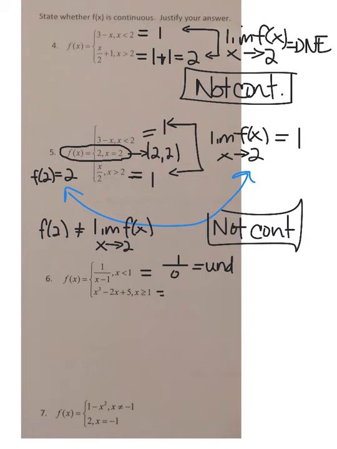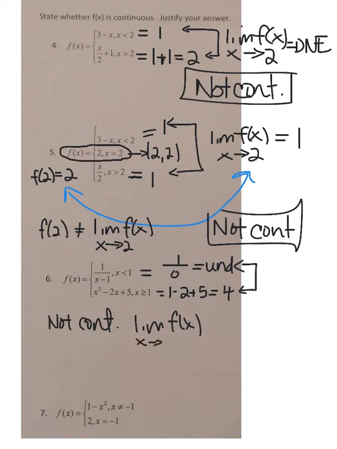Okay, well, let's keep going, and let's see what I get in here when I plug in 1. When I plug in 1 here, I get 1 minus 2 plus 5. And that ends up giving me 4. Well, clearly we have an issue here, right? So we would say that this is not continuous. And the reason being is because the limit of f of x as x approaches 1 does not exist. And remember, the reason why it doesn't exist is because the limit coming from the left does not equal the limit coming from the right.